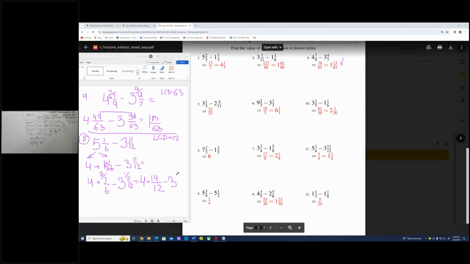Minus 3, 11 over 12. 4 minus 3, 1. 14 minus 11, 3, over 12. Can we do something with this? You don't know how you reduce by 3? You can divide 3 by 3 and 12 by 3. Okay, very good. And what will I get? 3 divided by 3, 1. 12 divided by 3, 4.